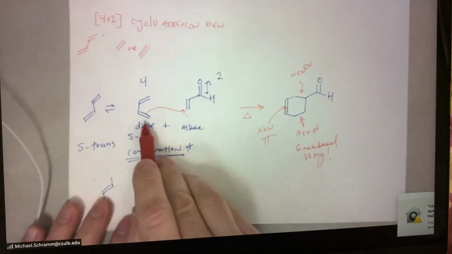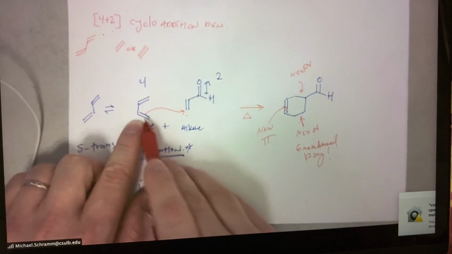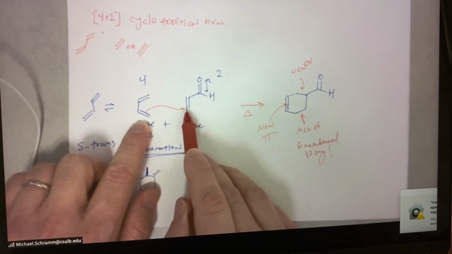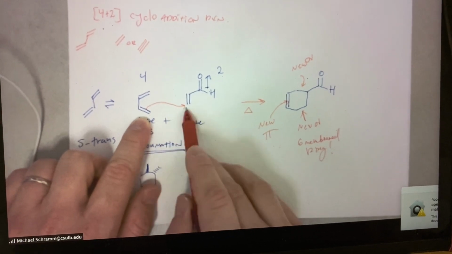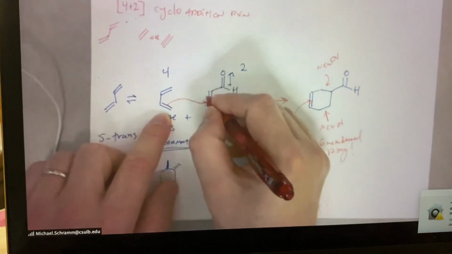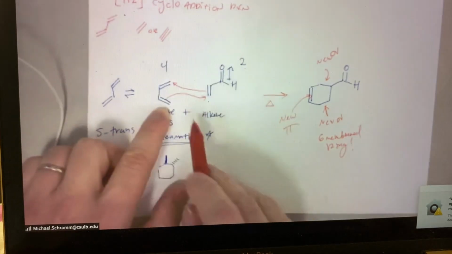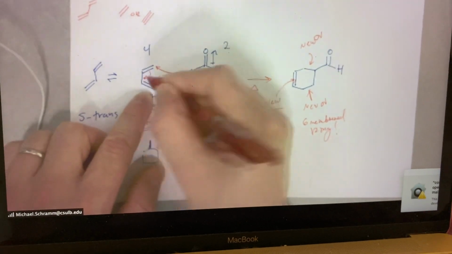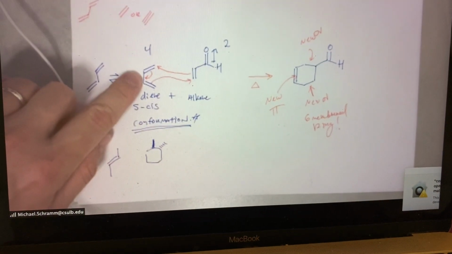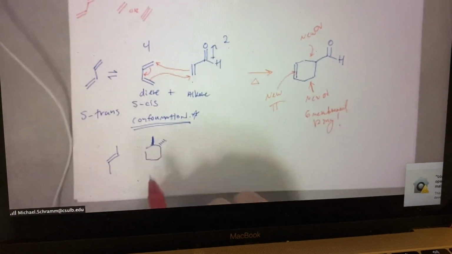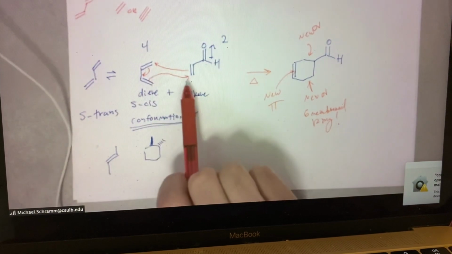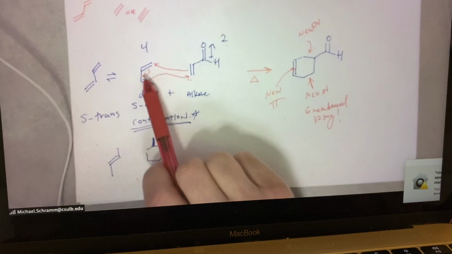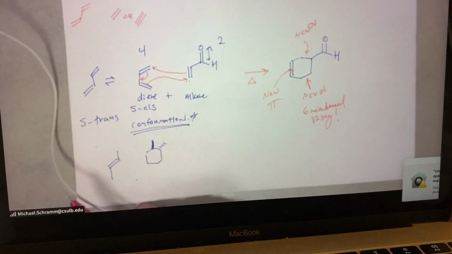One of the pi bonds from the diene breaks and forms a new sigma bond to this particular carbon. And as this new sigma bond forms, this pi bond breaks and forms a new sigma bond to this particular carbon, and as that happens, this bond breaks and forms a new pi bond in between here and here. So we have a pi bond breaking, a sigma bond forming, a pi bond breaking, a sigma bond forming, a pi bond breaking, and a new pi bond forming all at once.